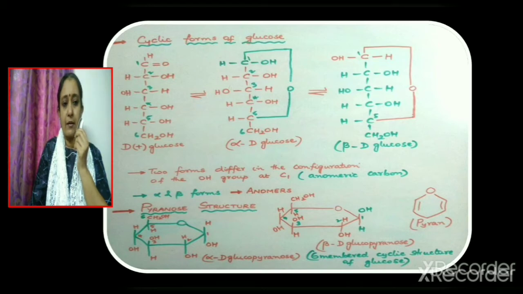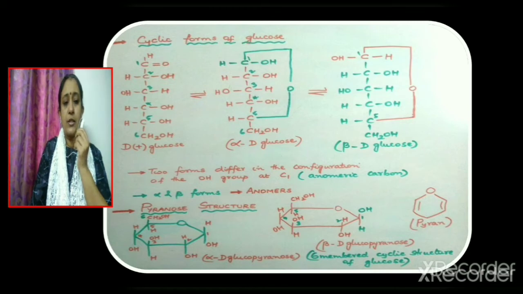What is pyran? Pyran is a cyclic organic compound with 5 carbon atoms and 1 oxygen atom. So a cyclic 6-membered ring structure can be drawn for glucose with respect to pyran, and that structure of glucose is known as pyrano structure. Thus we can have alpha D glucopyranose and beta D glucopyranose.